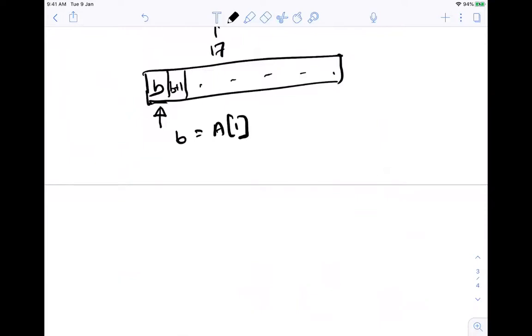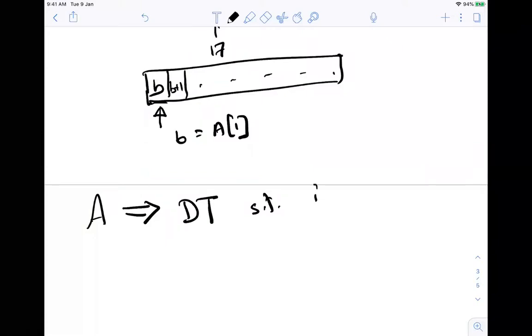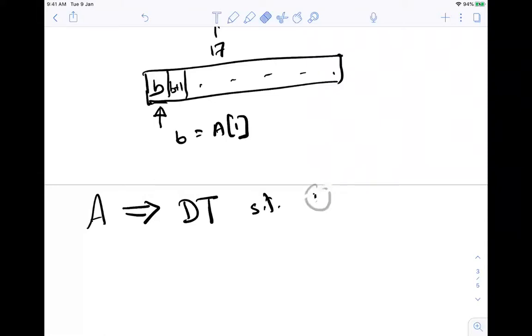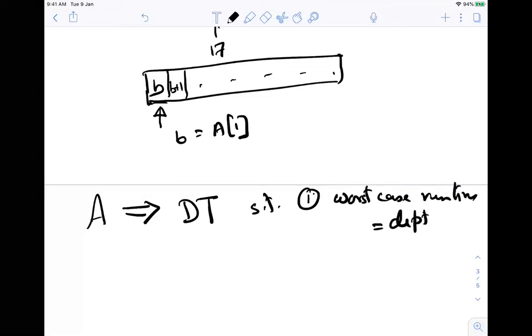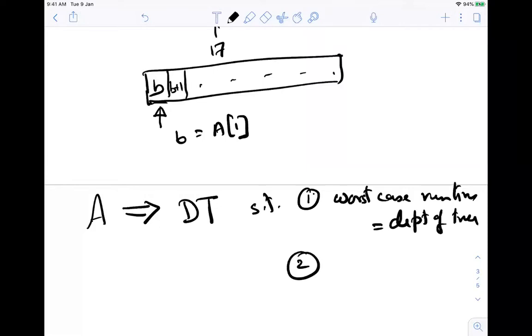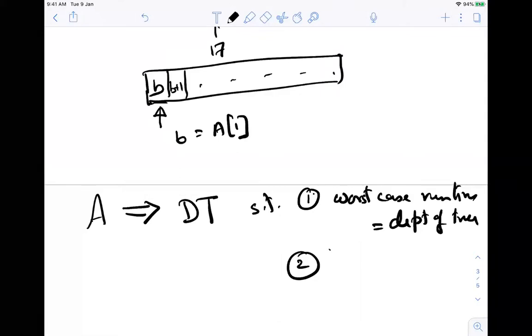Okay. So given an algorithm A, from that I will produce a decision tree such that it has two properties. First of all, the worst case running time is the depth of the tree, and two, it's a property of a tree that any algorithm will have the number of leaves at least n plus 1.